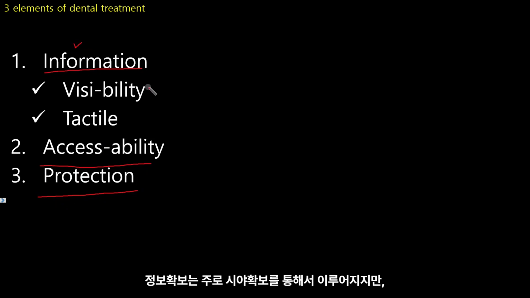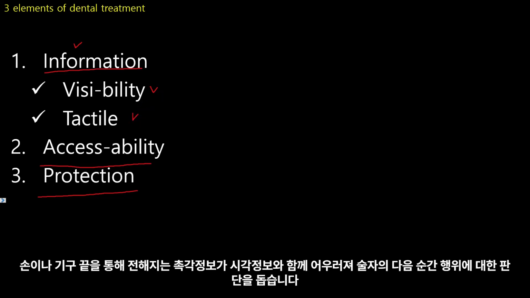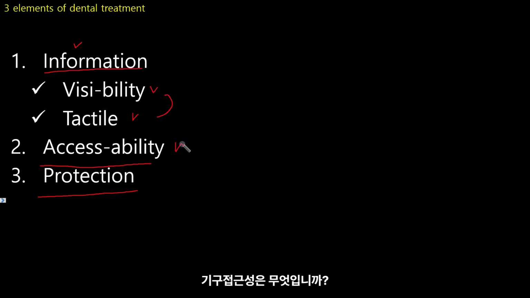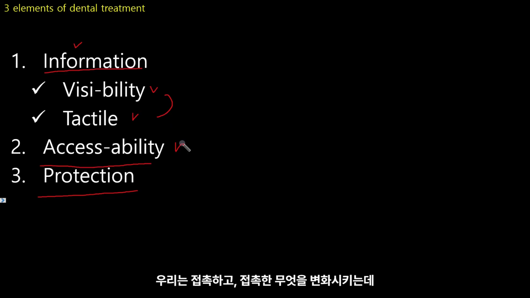Information is primarily acquired through visual access, but as a practitioner gains more proficiency and accumulates extensive tactile data across diverse situations, the importance of tactile information also significantly increases. Tactile information transmitted through the hands or instrument tips complements visual information, aiding the practitioner's decision-making for the next action. What is instrument accessibility? If we can't contact the target, we can't alter it. We make contact with something and then alter it, which is the very essence of surgical procedures.